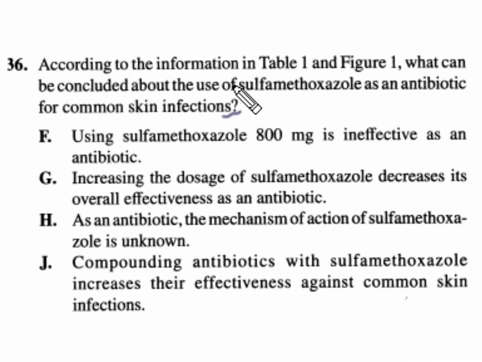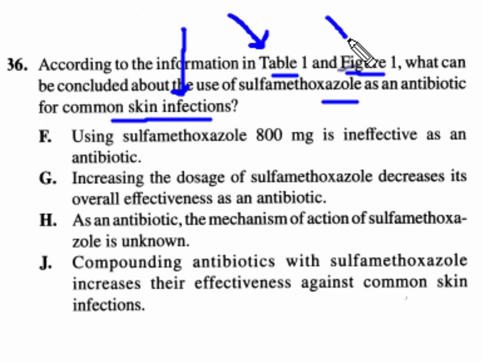Problem number 36, according to the information in Table 1 and Figure 1, what can be concluded about sulfamoxifloxacin, or however you pronounce that. It's an antibiotic for common skin infections. First thing I'm going to do is glance at Table 1 and see what it says about skin infections. Then I'm going to go over to Figure 1, and I'm going to have to look up in the key in the upper right hand corner and decide what's going on with those lines.